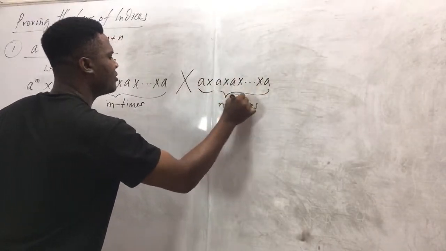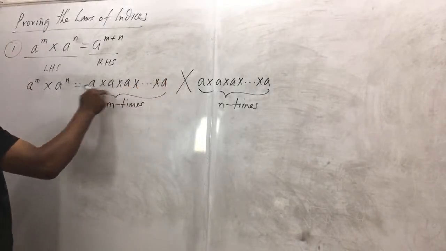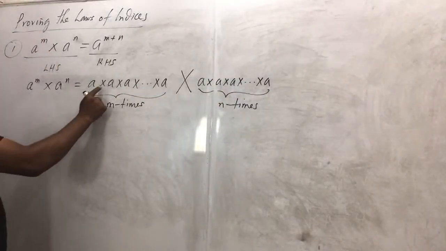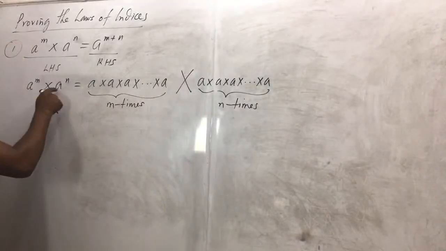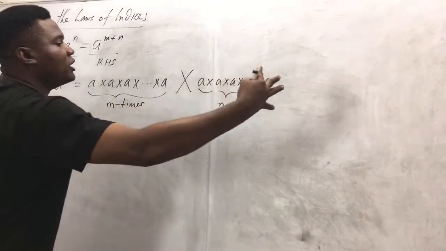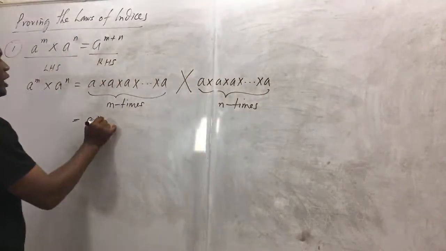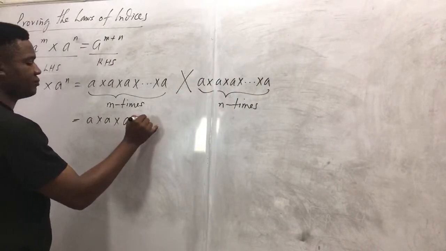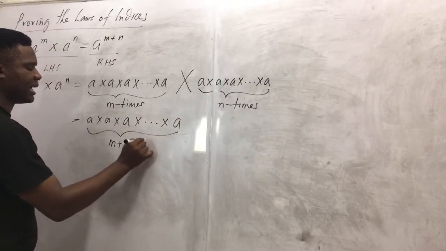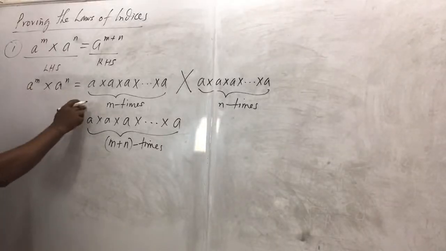N times. So, if you multiply, take note, there is no difference between this big multiplication sign and this smaller multiplication sign. I'm only using it to show you the separation. Okay? So, if a is multiplying itself m times to give a raised to power m, and the same a is multiplying itself n times to give a raised to power n, if you put all the a's together in multiplication, you end up having a multiplying itself a total of m plus n times.